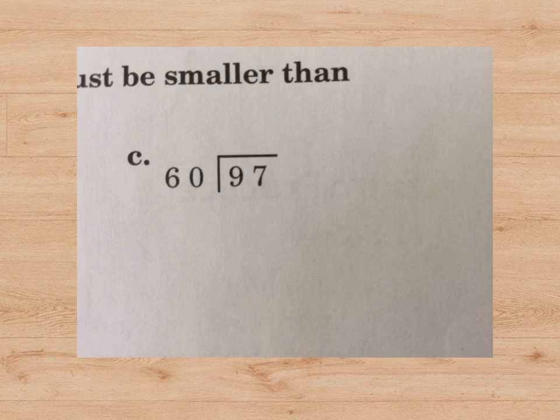Next one, C. Okay, 60, we know it does not go into 9, but it does go into 97. So we know our number is going to go right there. Again, we're going to go ahead and cover up our last numbers here. So we'll cover up this number. And I don't want you to cross it out, but I want you to maybe use your finger or your pencil so you don't see those last numbers that we're using. And we simply ask ourselves, how many times does 6 go into 9? 6 goes into 9 one time.